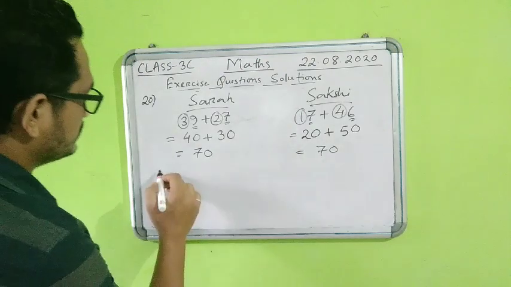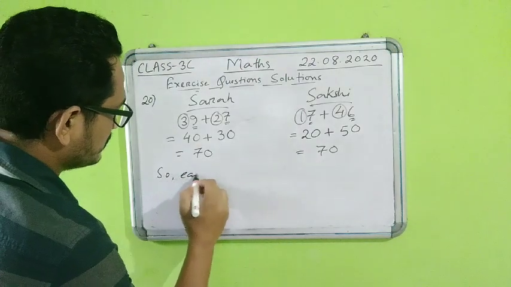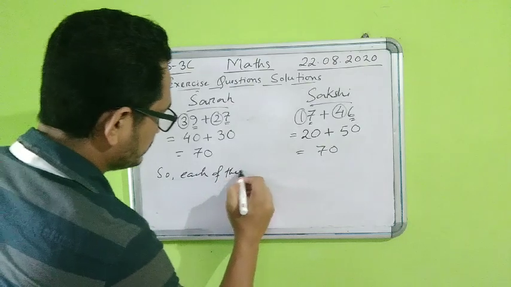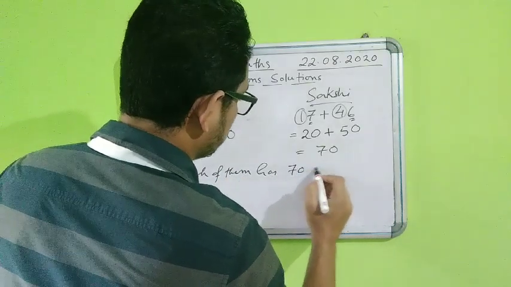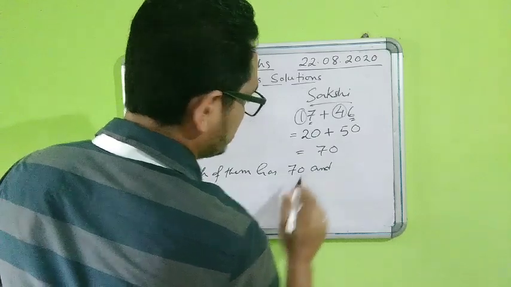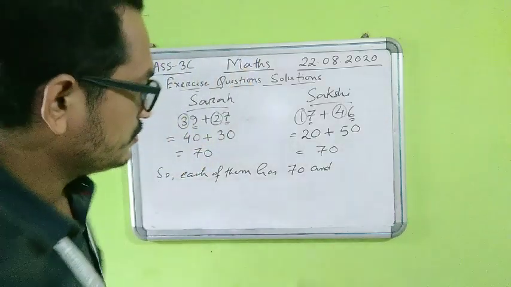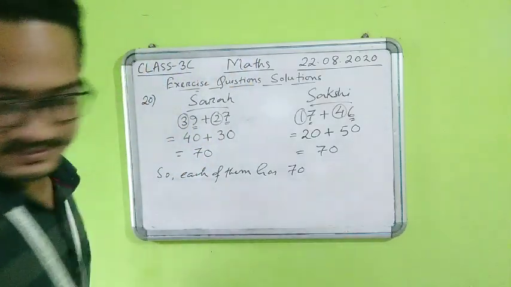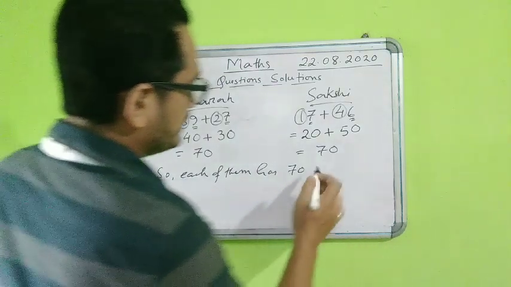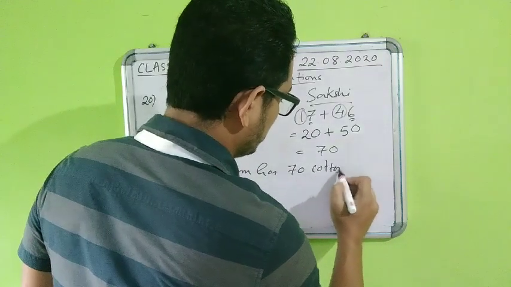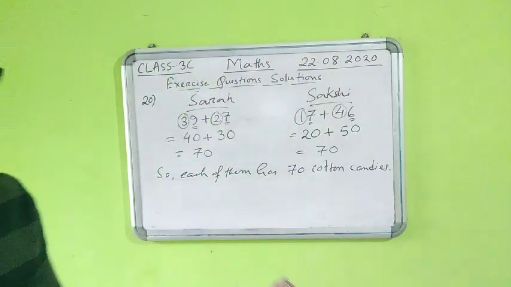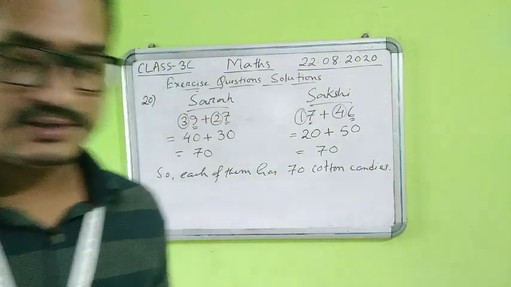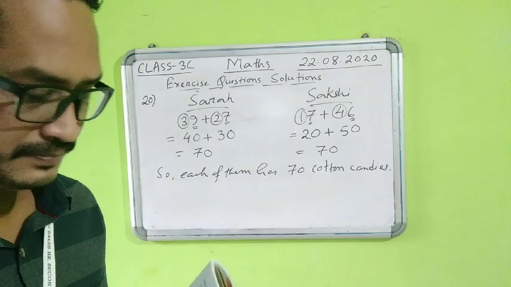So we can write: each of them has 70. Since they both have the same number, we will write simply, each of them has 70 cotton candies. So we need to write the last line, that's it. So that is question number 20, students.